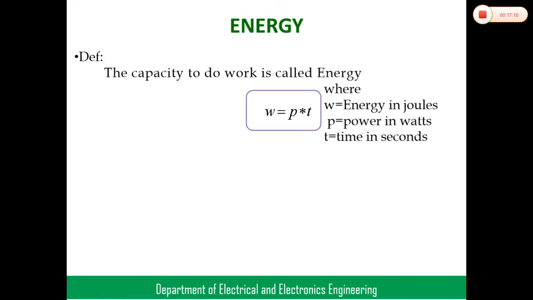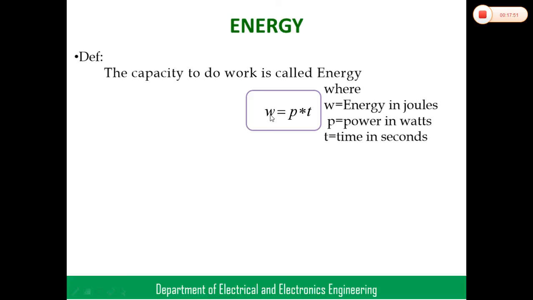Lastly, the definition is energy. All of you already learned this definition in 10th and inter. The capacity to do work is called energy. From power P equal to W by T, we get W equal to P into T, where W is energy in joules, P is power in watts, and T is time in seconds.